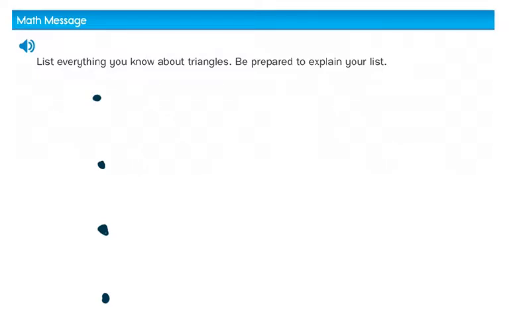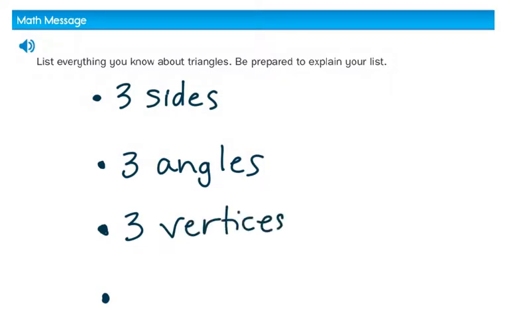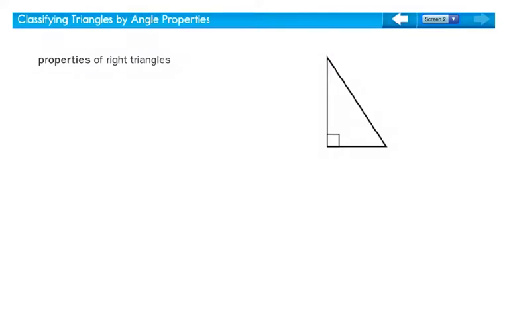When I think about triangles, I know that they have 3 sides. I know that they have 3 angles. I know they have 3 vertices. If I draw a triangle, a vertex would be, if you think of the letter V, each of these corners where the 2 rays meet, make the letter V. Those are vertices. Those are things that make up triangles. Those are what we call properties of triangles.